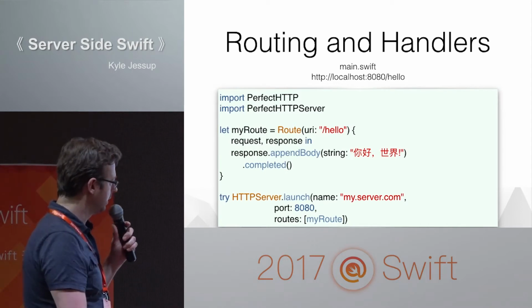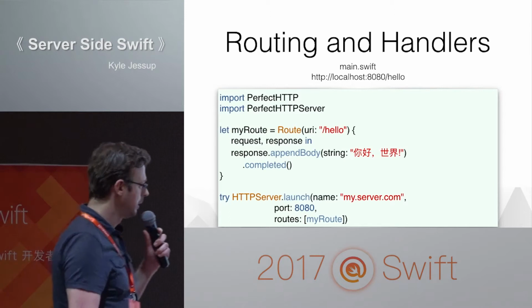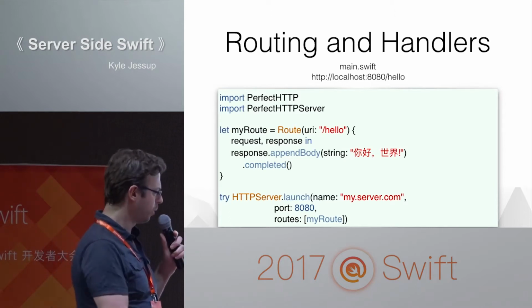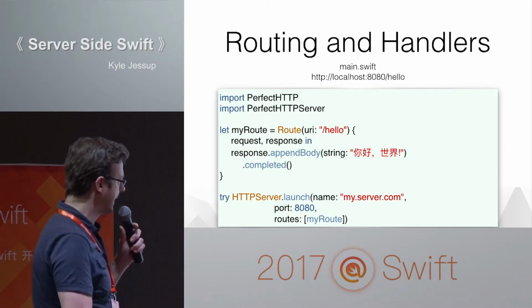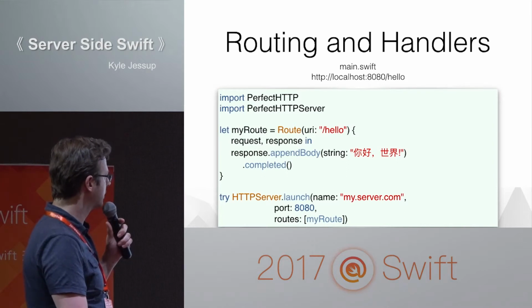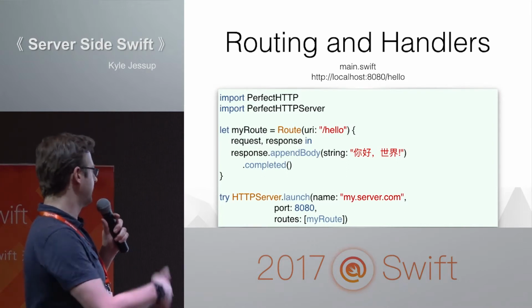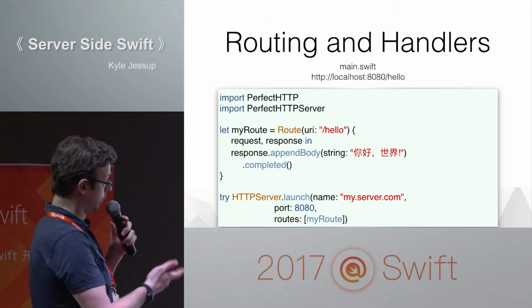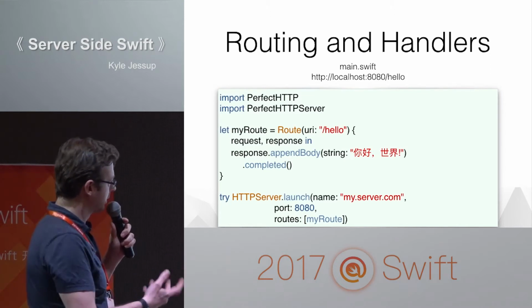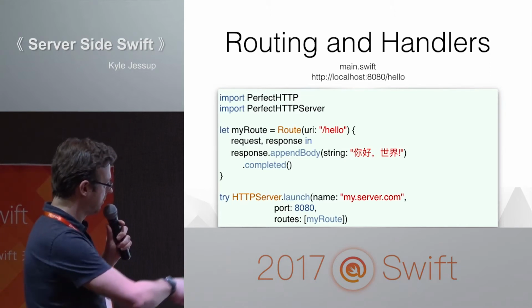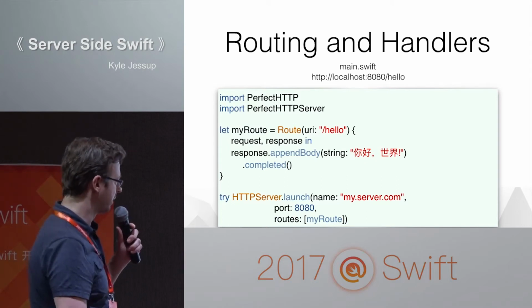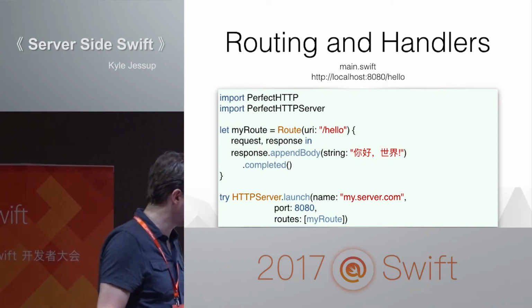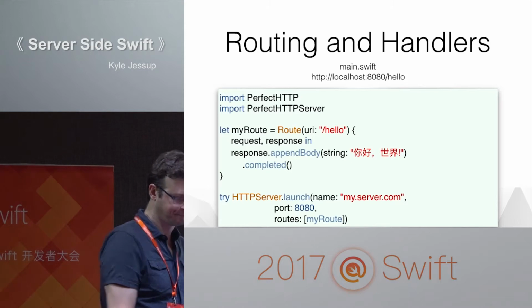And then down at the bottom, you can see that we're launching the HTTP server. We give it a name, we set the port, in this case it's just 8080, and then we give it a list of routes. So there's a few other objects. There's an actual routes object which bundles in a bunch of routes, but you can specify it in several different ways. In this case, I'm just doing an array of one item.